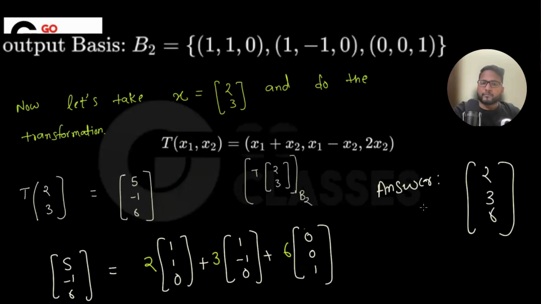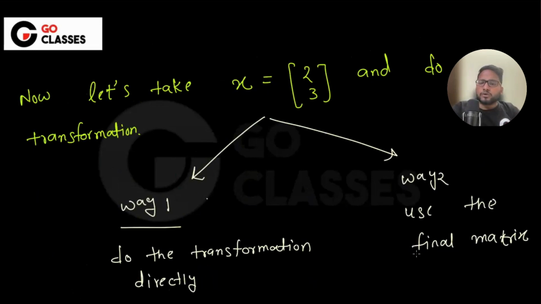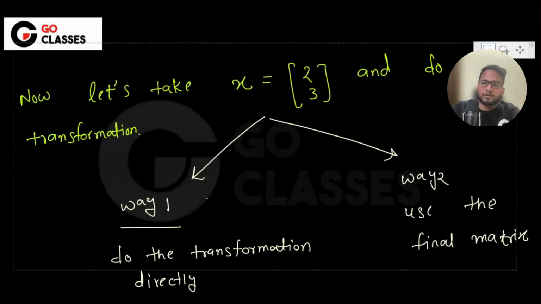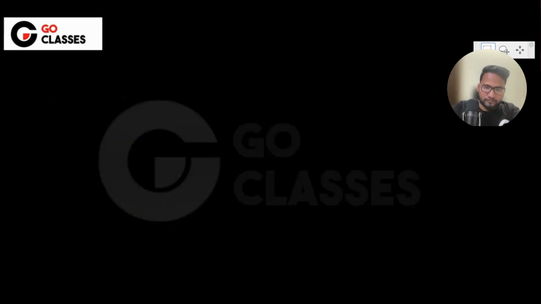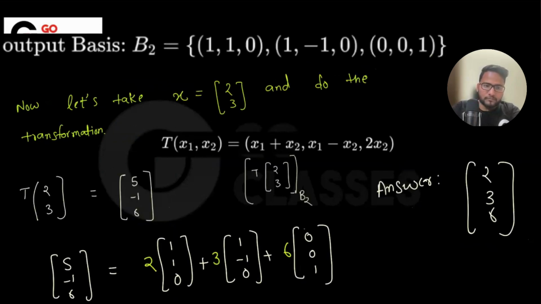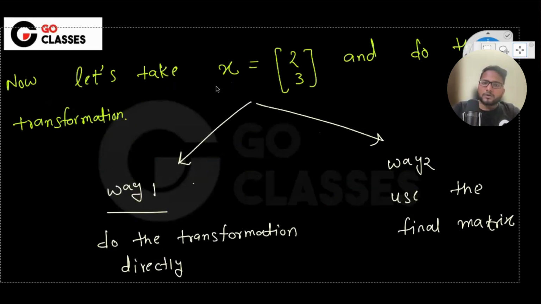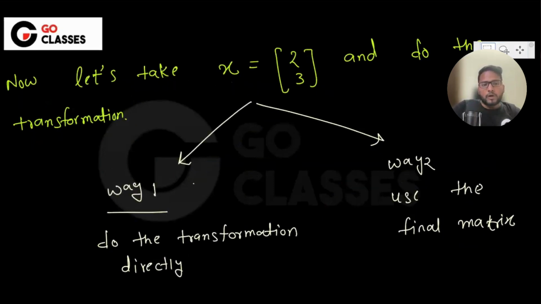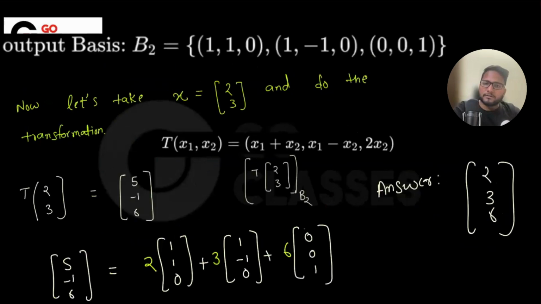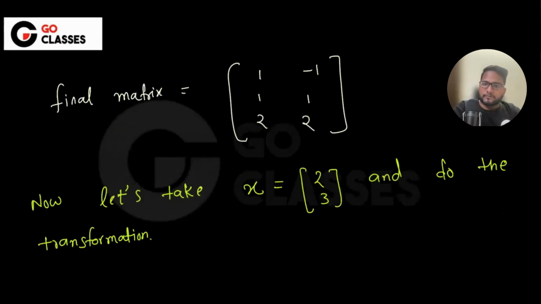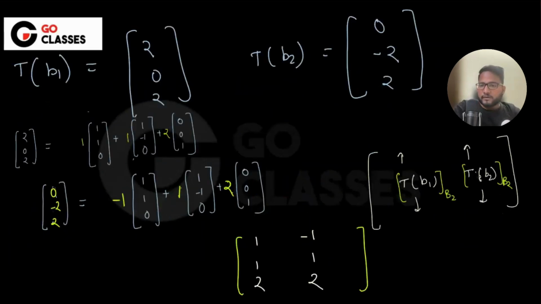Okay, ठीक है? Now let's just do using way two. Way one was okay. So let's just do using method two. Method 2 is saying you use the final matrix that we have. So what is the final matrix? This is the final matrix, right?